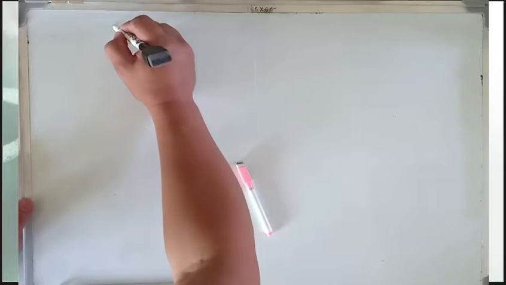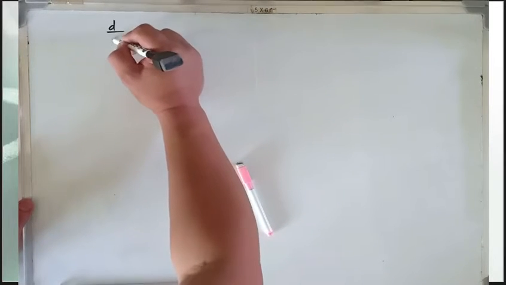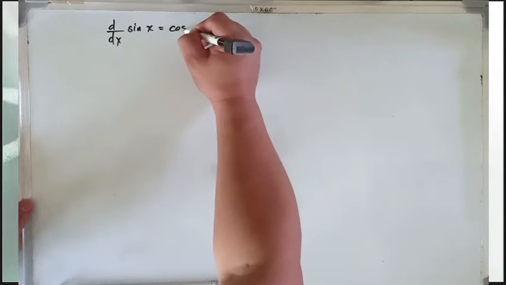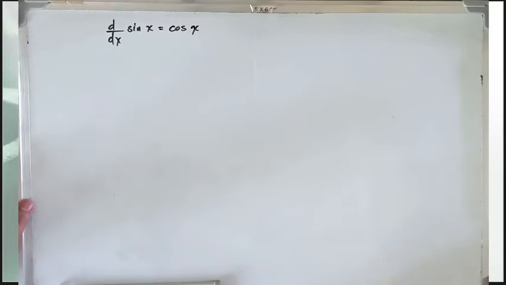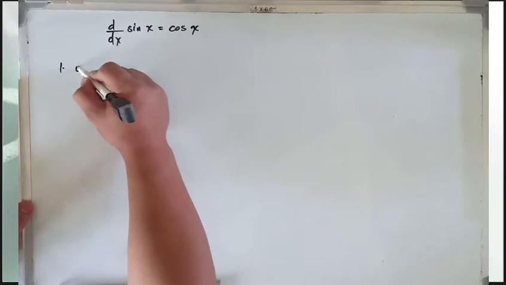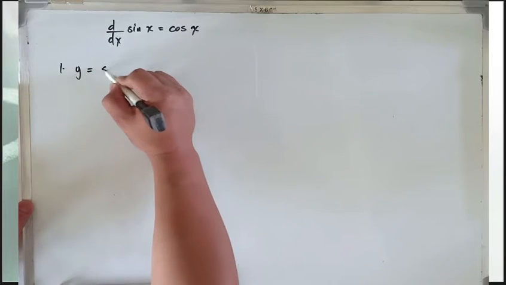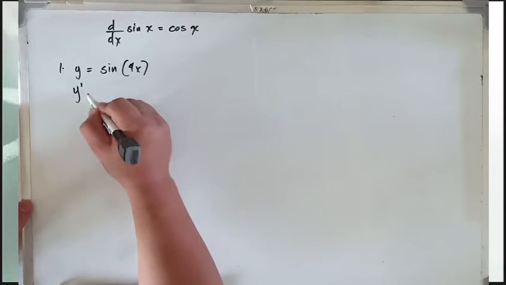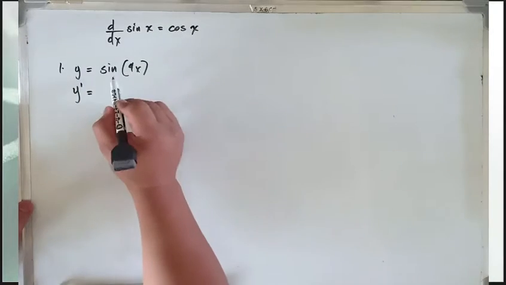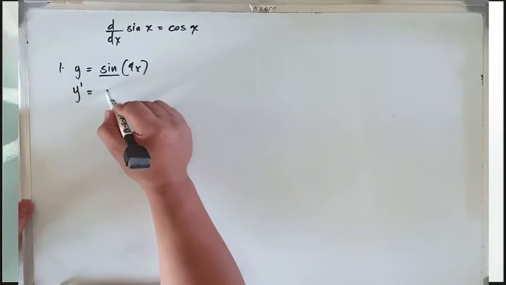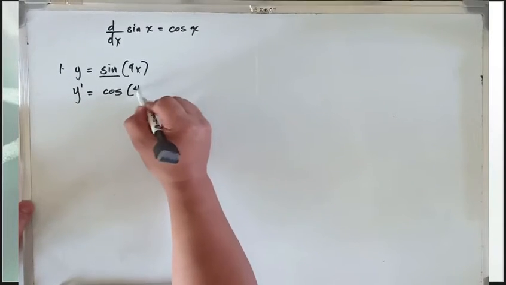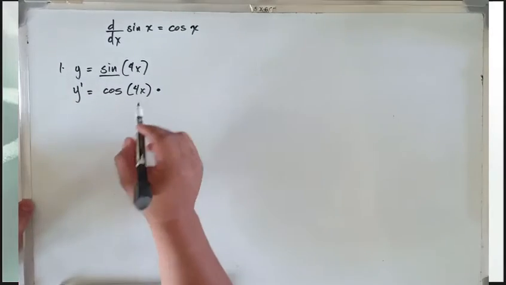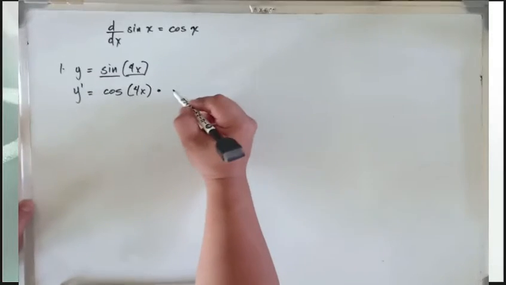So remember that the derivative of sine of x is always equal to cosine x. Example number 1. Y is equal to sine of 4x. So the derivative of y is y prime. Remember that the derivative of sine is cosine of the angle 4x, always multiplied by the derivative of the given angle, which is 4x.